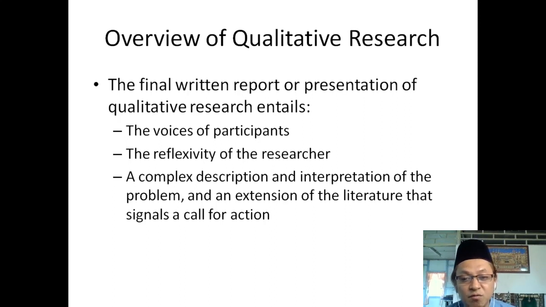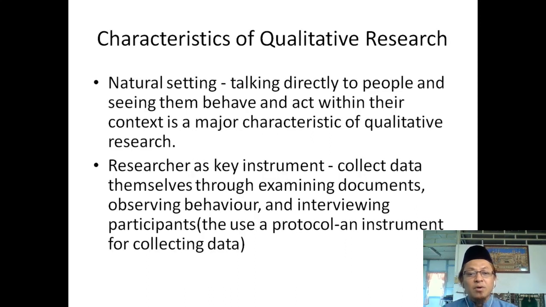And a complex description, in-depth description and interpretation of the problem, and extension of the literature that signals a call for action. Okay, so from the findings that we obtain, what is the action that needs to be undertaken after that? What is the action that needs to be undertaken as a result of the findings of the research that we have discovered?